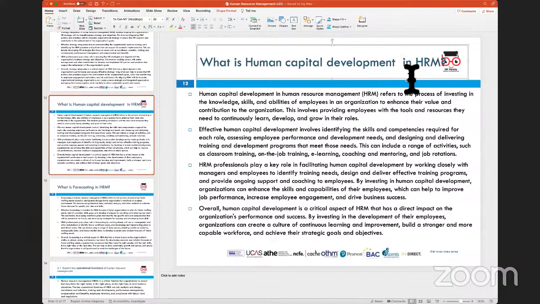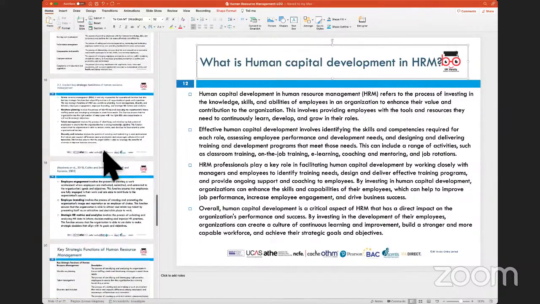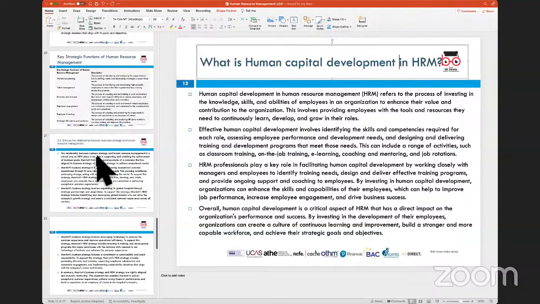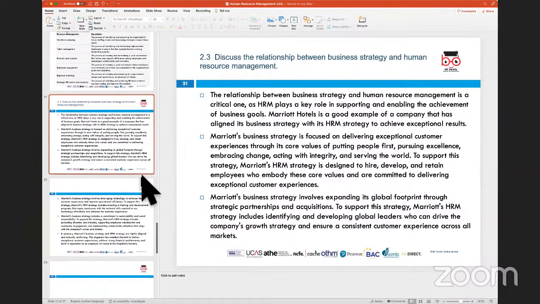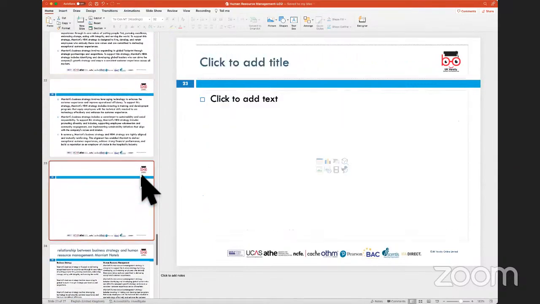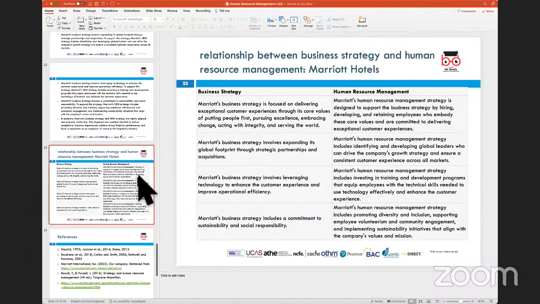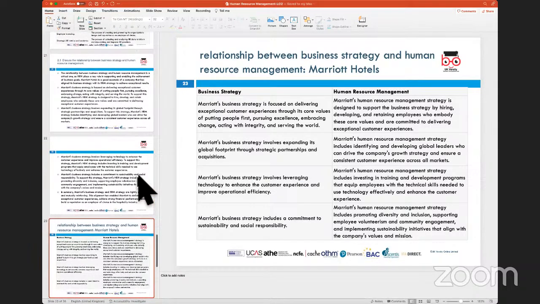So in those cases, you're essentially taking some examples here and covering this assessment criteria. Now, the last one here talks about discussing the relationship between business strategy and human resources strategy. This is where it comes into play when we talk about the role of HR in the overall scheme of things for business. So I would explain this through an example, and that example I've taken is Marriott Hotels.